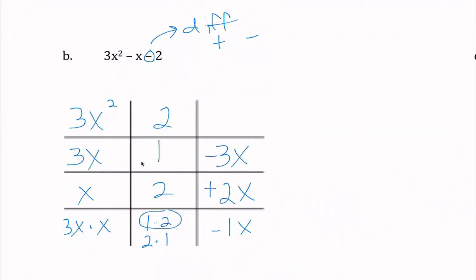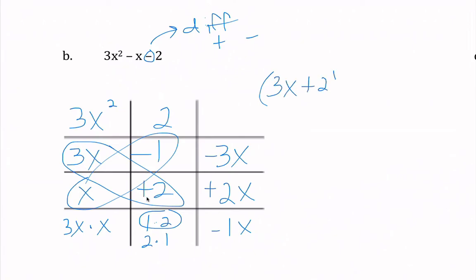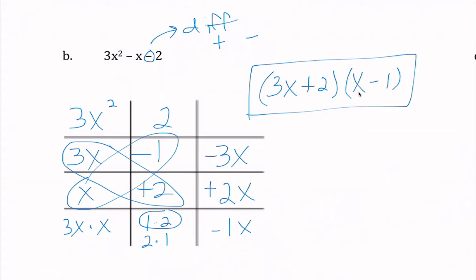So I'm going to slide my sign over. My minus sign slides over. My plus sign slides over. And then crisscross applesauce. So my first factor is going to be 3x plus 2. And my other factor is going to be x minus 1. So if I were to double distribute and then simplify, this is what I would end up getting.